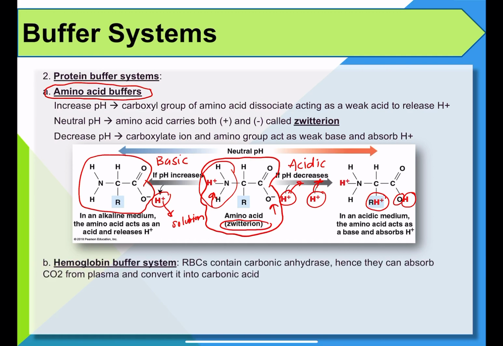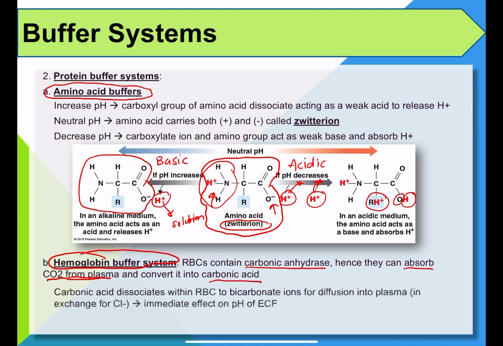Now, the other subtype of protein buffer system we have already talked about as the hemoglobin buffer system in the respiratory system chapter. Your red blood cells, we mentioned, contain the enzyme carbonic anhydrase, and hence this is why they can absorb carbon dioxide from the plasma and convert it into carbonic acid, and then carbonic acid will readily dissociate into hydrogen ions and bicarbonate ions.